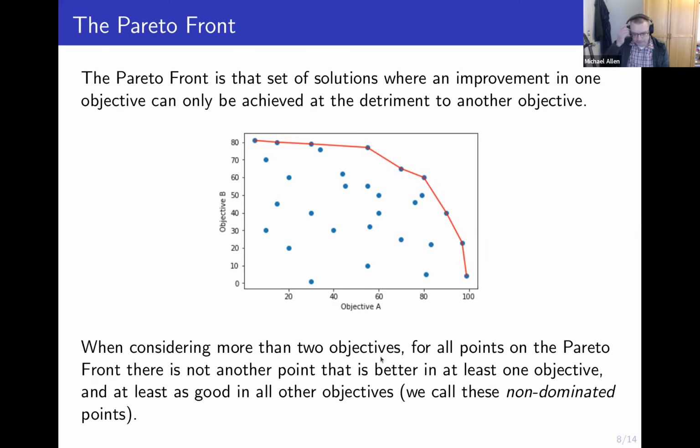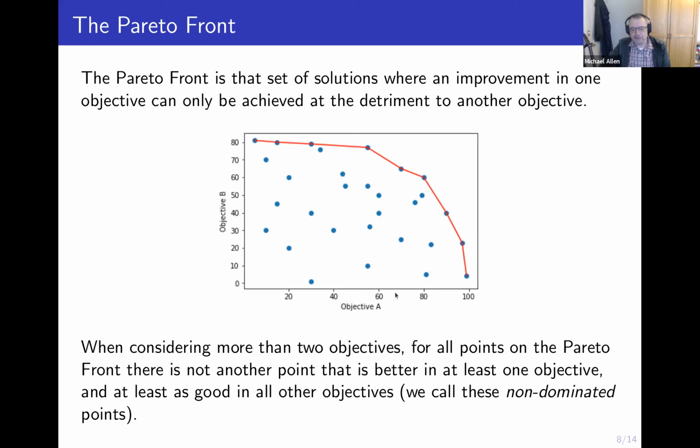So the formal way we say it is, for points on the Pareto front, there is not another point that is better in at least one objective, and that is at least as good in all other objectives. So again, if you're on the Pareto front, as you try to improve one thing, you'll hurt something else. I'll mention this name here because it's going to come up in a second. We call these non-dominated points, these on the red line.